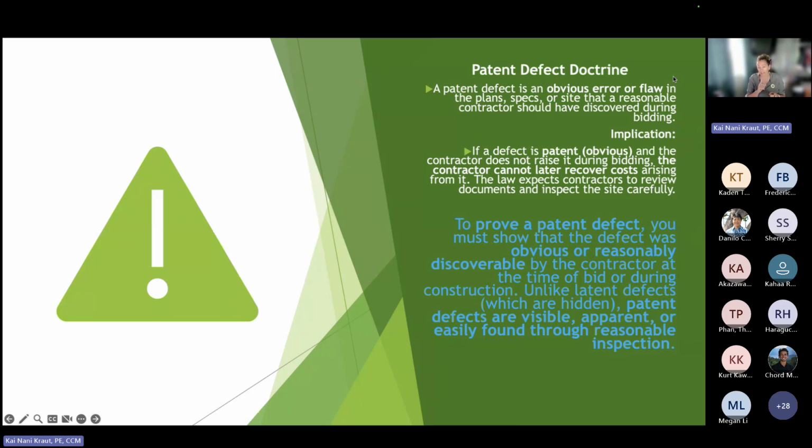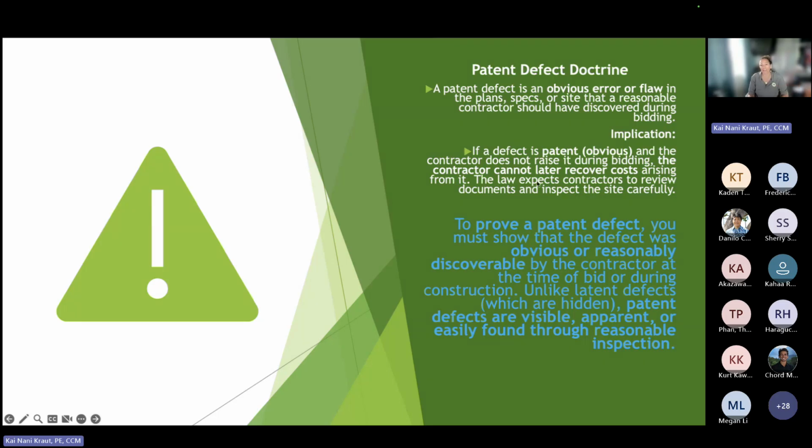Now, this is one I thought was interesting to put in your minds a little bit. Patent defect, because there's a latent defect and a patent defect. Patent defect is an obvious error or flaw in the plan's spec. So again, this is to Andy, who's on here from design. I don't know who else is design. These are also doctrines that come into play. So we talk about notification, but if we have an issue with our plans, is it a patent defect of our plans? We start introducing all these other things. So that's where the analysis of the overall issue becomes important.